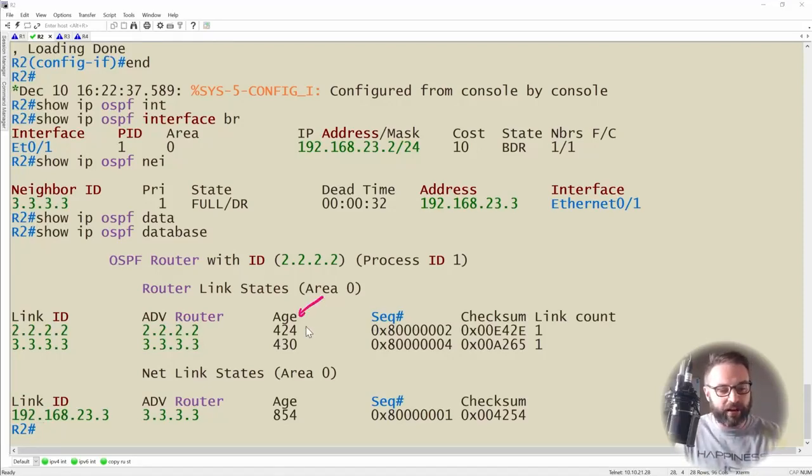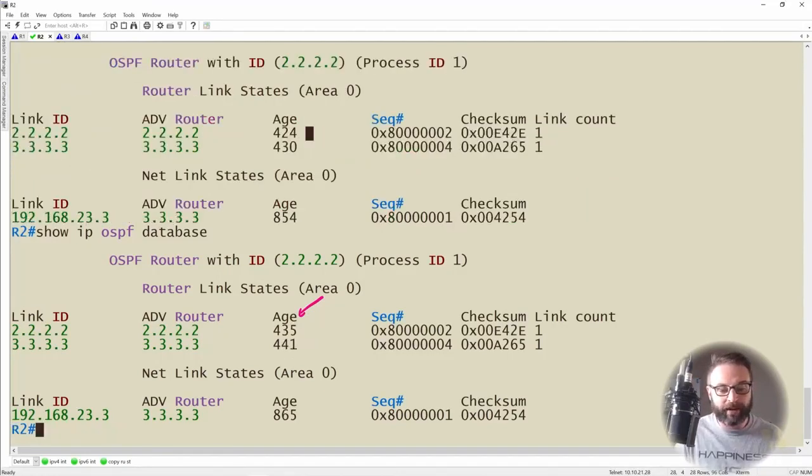But wait, there's more. If I do show ip ospf database, you'll see something pretty important right there, and that's the age. Check this out. If I run this command one more time, see how the age is changing? It's getting older every time I run this command. Basically, what we're saying here is that OSPF LSAs can go stale. So the default behavior of OSPF speaking routers is that on an interval, every so many minutes that we can either manually set or let it default, it will re-advertise all of the LSAs within its database.